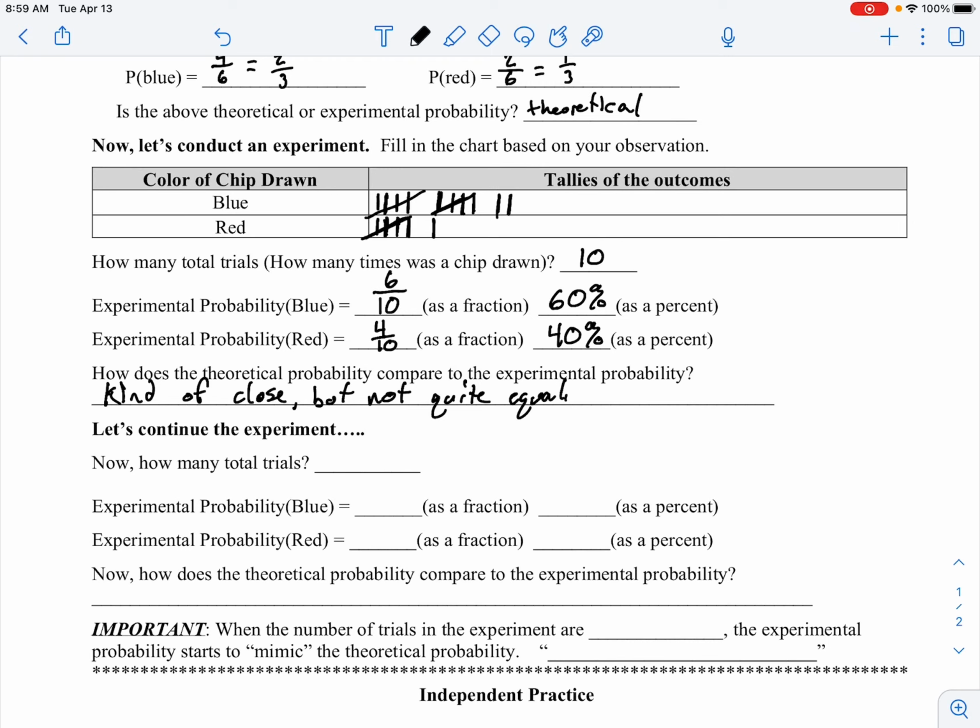Another blue. All right, so we got 2 more draws to do, it looks like. I've got a red and, nice mix up here. I've got a red.